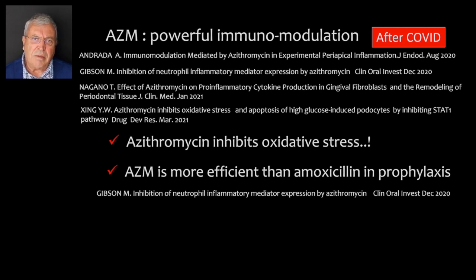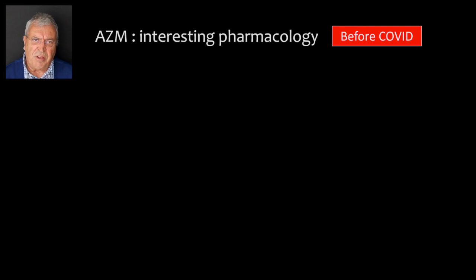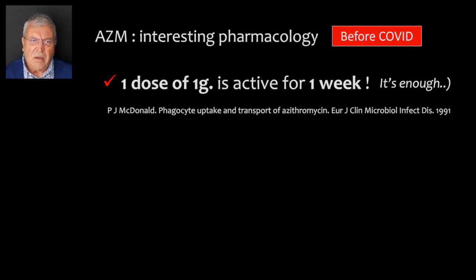But what did we miss before the COVID? We missed that azithromycin use is very easy. 1 dose of 1 gram is active for 1 week. It means when you give 1 gram, it's enough for 1 week. We don't need to give 2 pills every day during 1 week. 1 dose, it's enough.